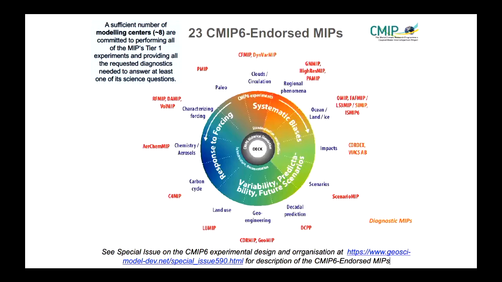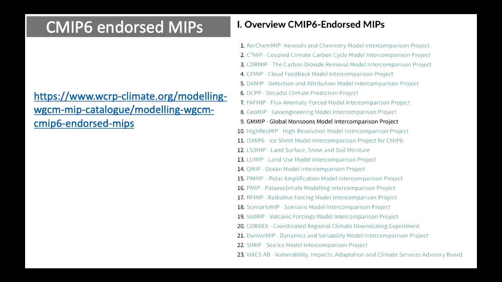So ScenarioMIP came up with different future scenarios of concentrations and future emissions, and many modelling centres agreed to do that because it's important for IPCC. So here's a list of them. You won't be able to read them, but I'll just highlight a few of the science highlights from some of them. On the CMIP webpage, you can click on each of them and they talk about what their goal is. And there's usually a paper sort of justifying the experiments they want and the kinds of science that they expect to come out of it.